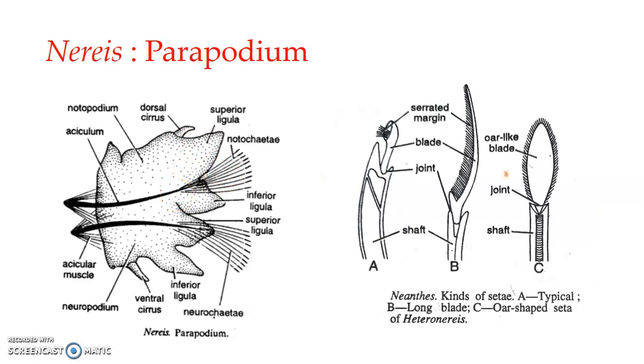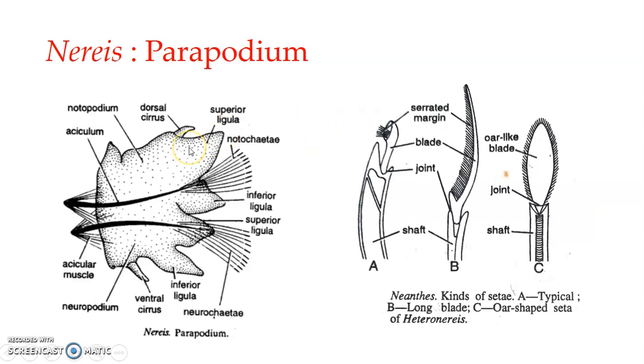Now, the sharp setae are used for protection, maybe as a defense, and also for obtaining a hold onto the smooth inner walls of the burrow. So setae are meant for protection. They are also meant for holding on to the inner wall of the burrows. Right, that is a function.